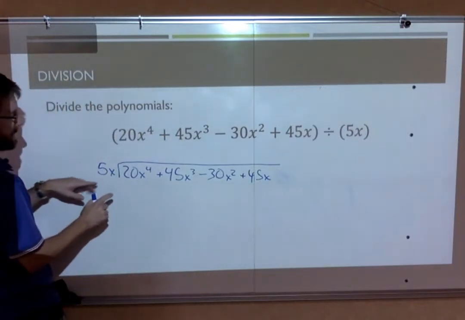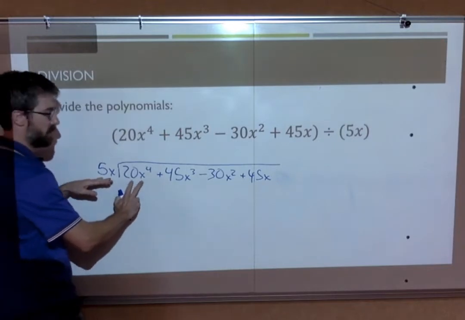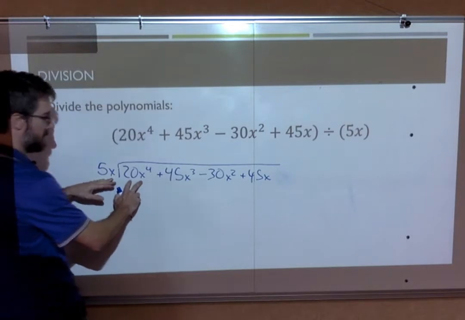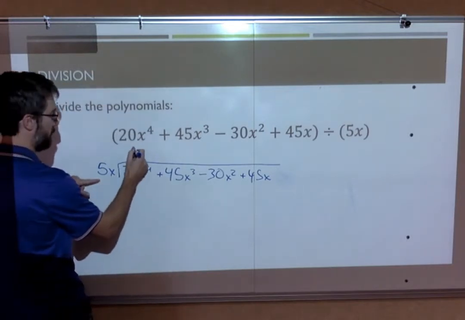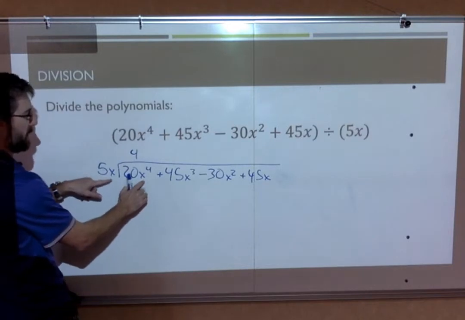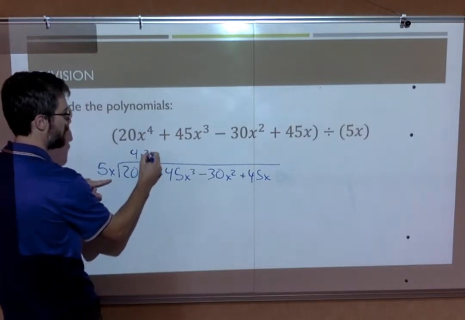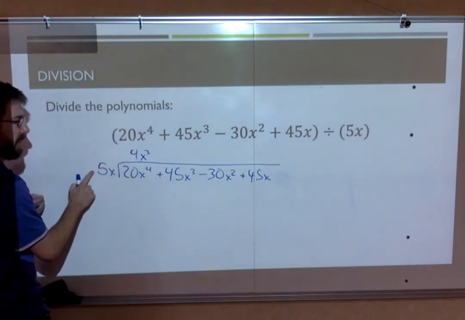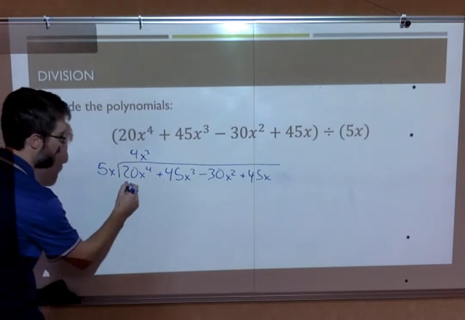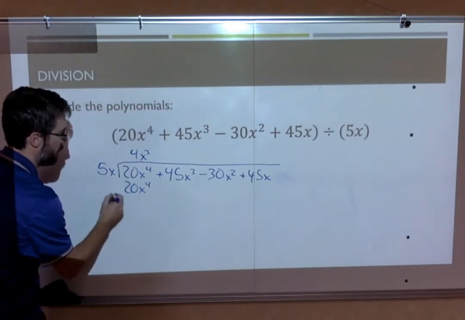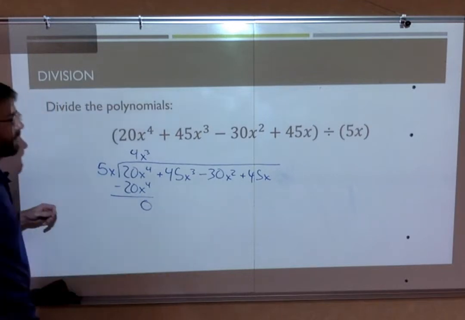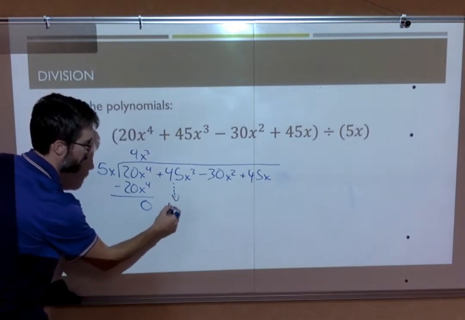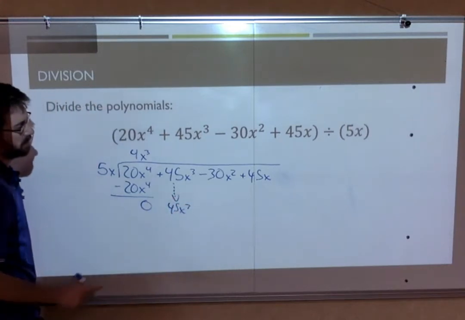I want to start out by seeing how many times 5x goes into the first term. So how many times does 5x go into 20x to the fourth? 5 goes into 20 four times, and x to the fourth divided by x is x cubed, right? Now I want to take this and multiply it by 5x. So 4x cubed times 5x is 20x to the fourth. Subtract it, and everything cancels out at 0. Then we can bring down the 45x cubed.